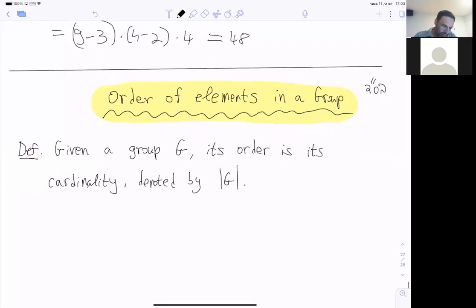So it must be a group, not a general algebraic structure. There is no such meaning. I mean, of course there is a meaning, but we are going to concentrate now on groups. Sure, thanks. I don't think that we call it order if it's not a group. We just call it cardinality, I think.